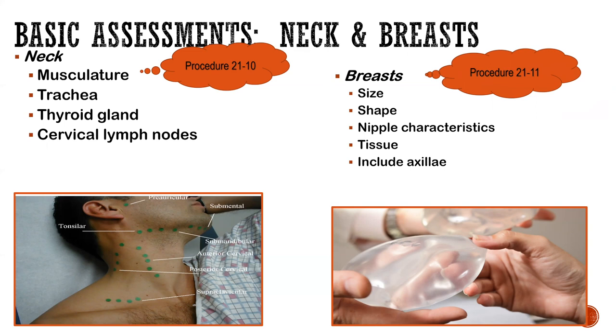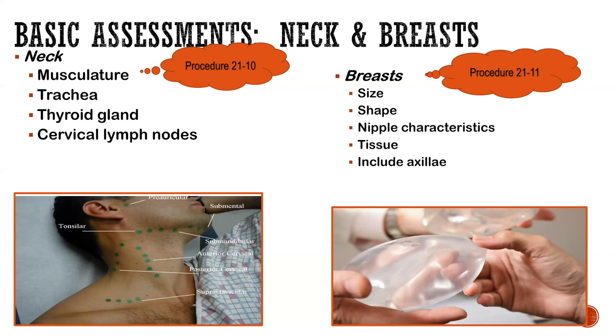And then also to assess the neck, we're going to look at the musculature. We're just going to look at it and see, does everything look symmetrical on both sides? Is the trachea midline? Is it in the middle where it should be, right? We're going to look at that.